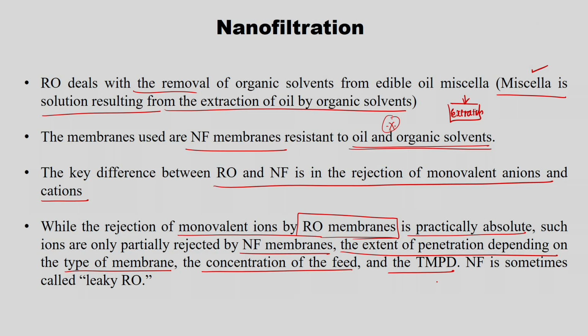So, the partial amount, right, whether it is 10 percent or 20 percent or 30 percent. The percentage of removal, or extent of monovalent ion removal, is based on the type of membrane we use, the concentration of the feed, and the transmembrane pressure difference. Because of that, nanofiltration is sometimes called leaky RO. Leaky RO in the sense that RO could retain monovalent ions, but nanofiltration retains them only partially. Because of that it is called a leaky reverse osmosis process.